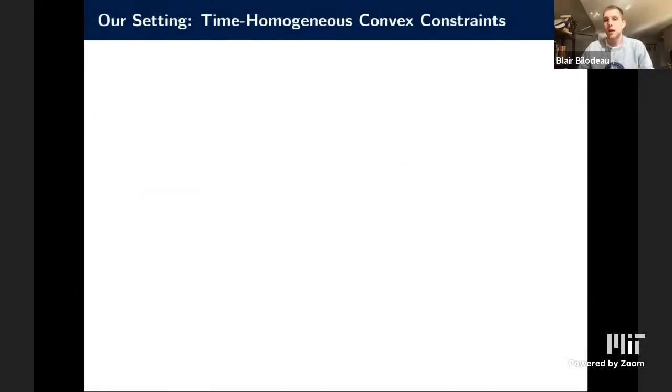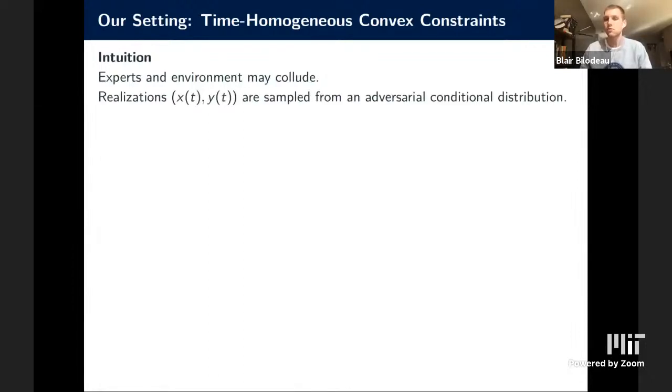So we call our settings time homogeneous convex constraints. The intuition here is that the experts and the environment can collude together, by which I mean at each round, the joint realization of experts, which are the x's here, and data, which are the y's, is going to be sampled from an adversarial conditional distribution. Adversarial in the sense that the environment gets to adversarially choose what the distribution will be that generates it, conditional on both the data and also what the players have done over the game. So the entire history. That's what Dan was showing with that information flow diagram earlier.